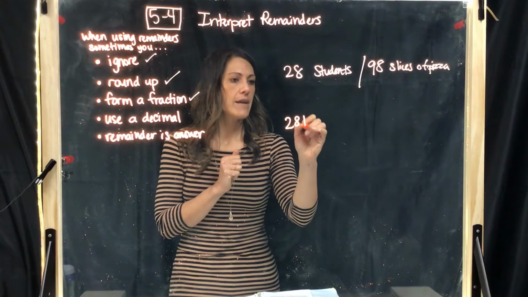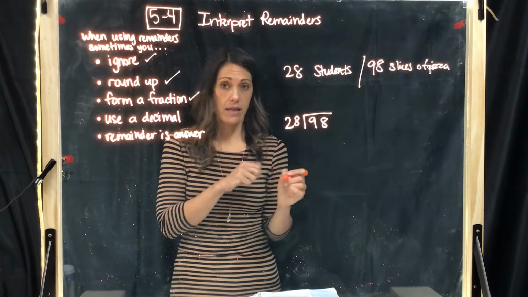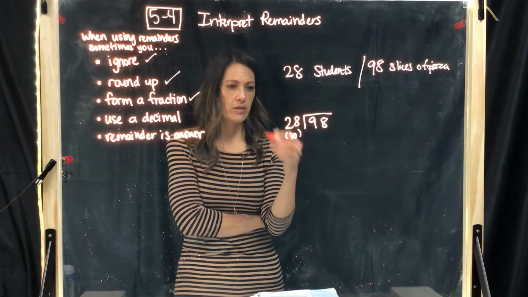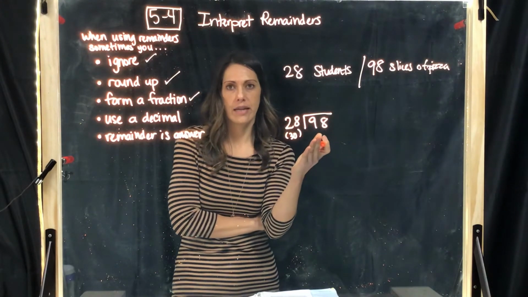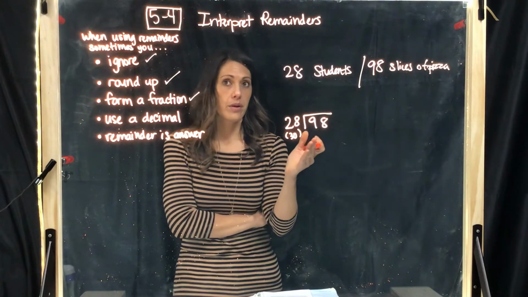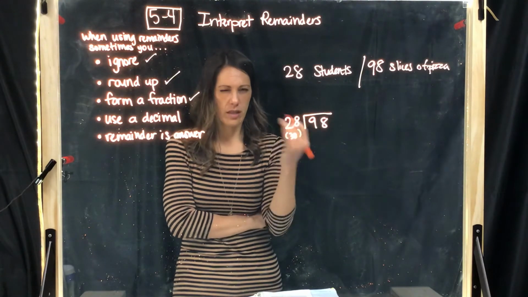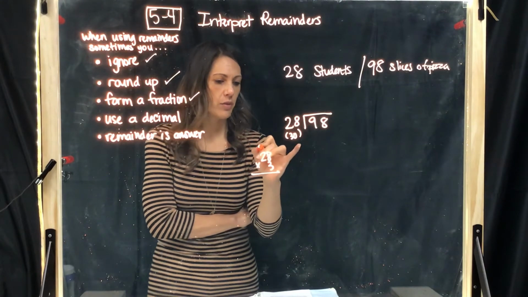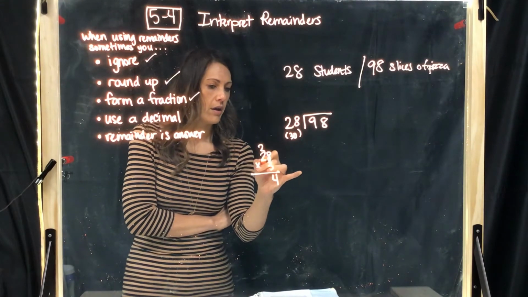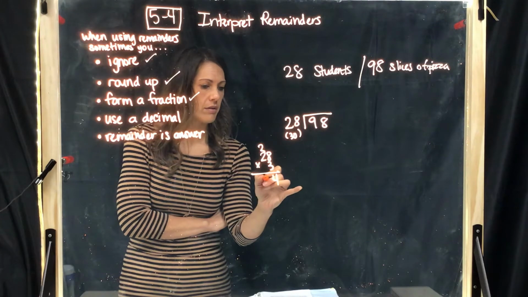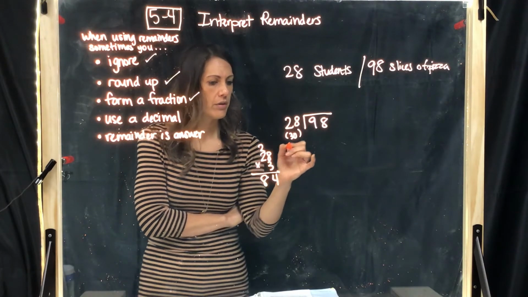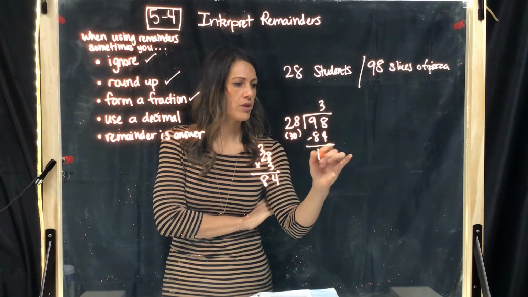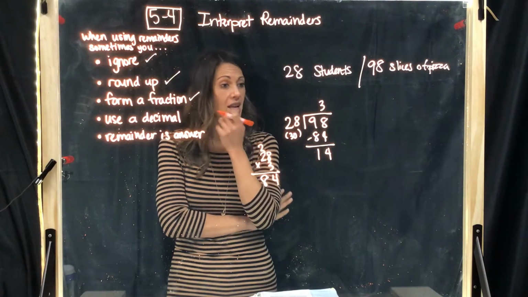So I have 28 divided by 98, and 28 is very close to 30, so I'm thinking, how many times would 30 go into 98? 30 would go into 90 about 3 times, so let's try 3. 28 times 3, 8 times 3 is 24, 6, 7, 8. So I get 84. And when I subtract, I would get 14, okay?